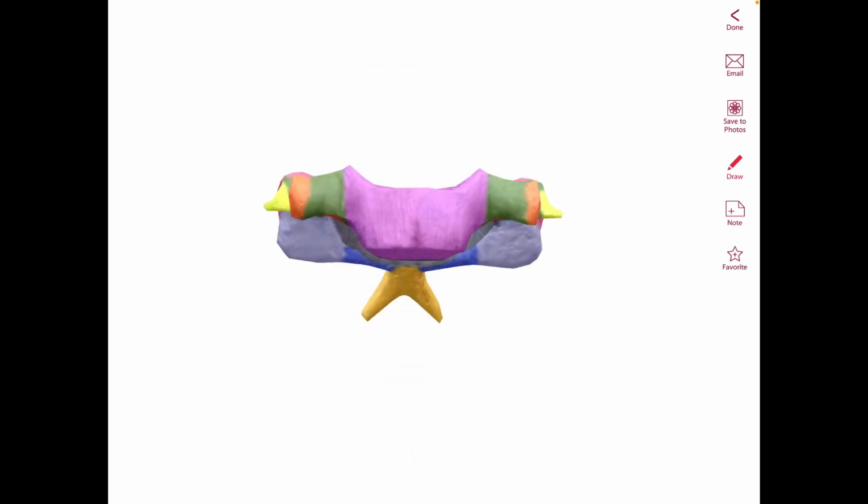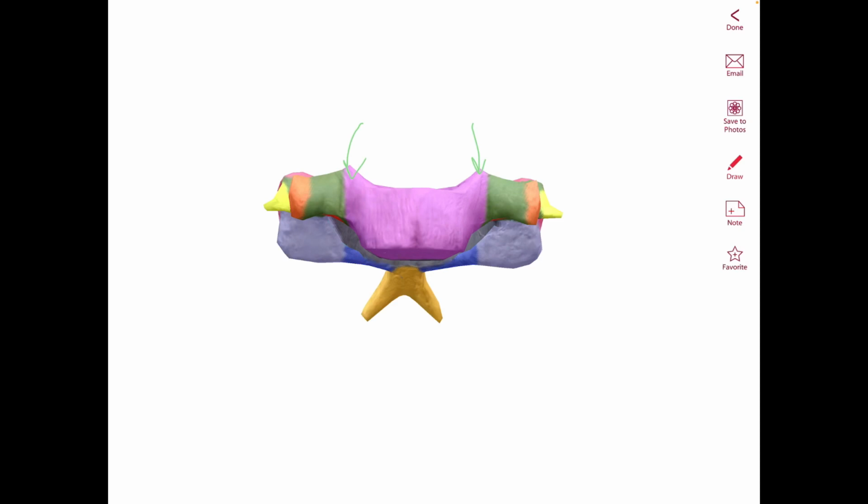Now let's go over some of the vertebrae in the column. We're going to start with the cervical vertebrae. These are very small compared to thoracic and lumbar vertebrae, and so they have different processes that are more specific to them. For example, we have the uncinate process, which is this structure right here.